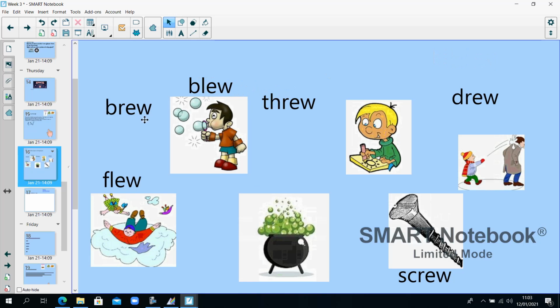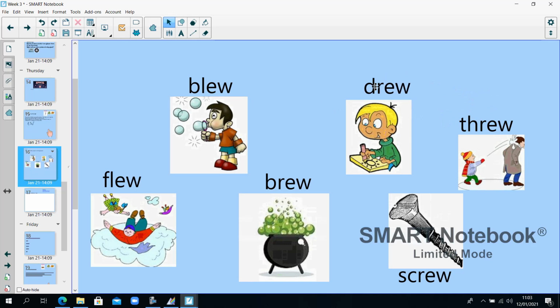Brew. Which picture shows brew? Good, this is a witch's brew in a cauldron. We often use brew in Manchester for a cup of tea. Threw. Good, he threw the snowball. Drew. He drew a picture.